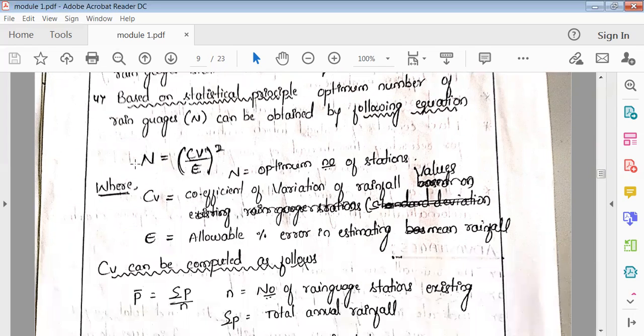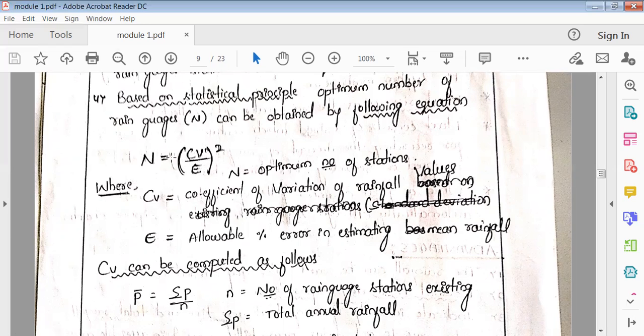So we have the equation here: N is equal to (CV divided by E) the whole square, where N is the optimum number of rain gauge stations, and CV is the coefficient of variation of rainfall values. E is the allowable percentage error in estimating mean rainfall. So, optimum number of rain gauges, coefficient of variation of rainfall values, E is the allowable percentage error. Now CV can be computed.